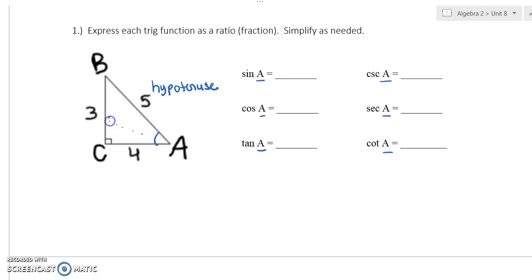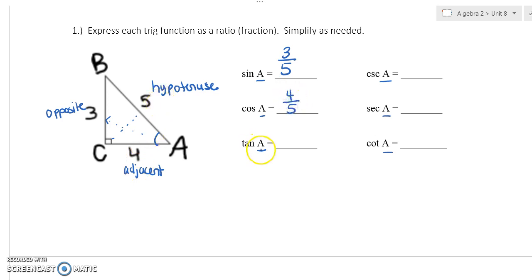Opposite is going to be 3, so this will be my opposite side. And adjacent is the last side that we have not labeled. It means next to. But hypotenuse gets a special name because it's across from the 90. All right, so once we have those labeled, now we just go ahead and do sine. Now sine is opposite over hypotenuse, so the fraction is going to be 3 divided by 5. Cosine is adjacent over hypotenuse, so it will be 4 over 5.